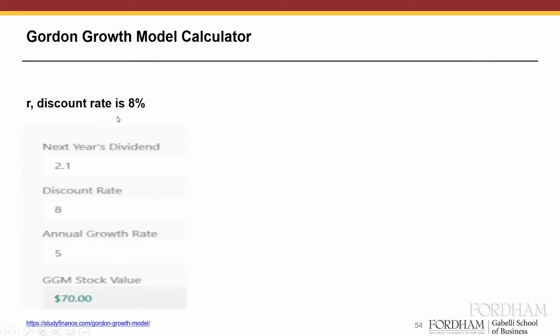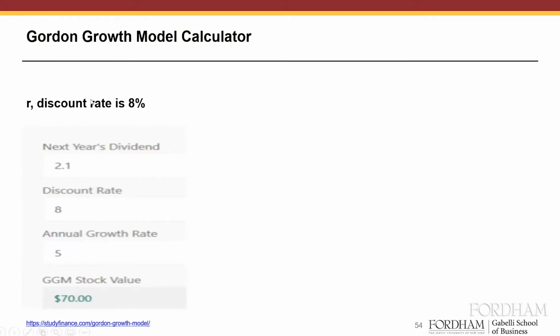It's quite easy to calculate the Gordon growth model estimate for the stock value. If we have our next year dividend at 2.1 and the discount rate at 8%, annual growth rate at 5%, using a simple Excel, or we go to this website for our research, it will come out as $70 given this assumption. Right?